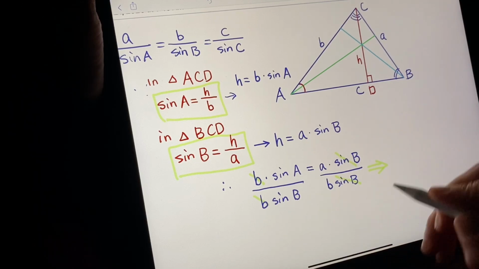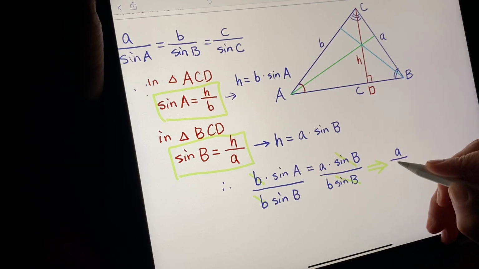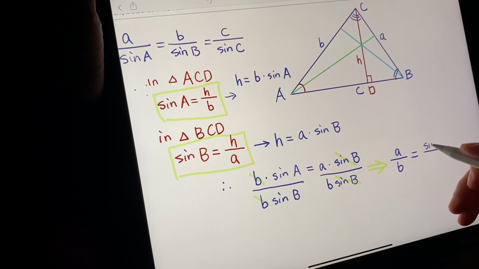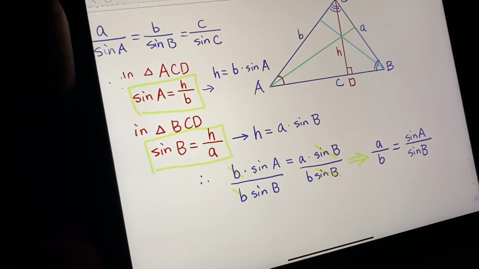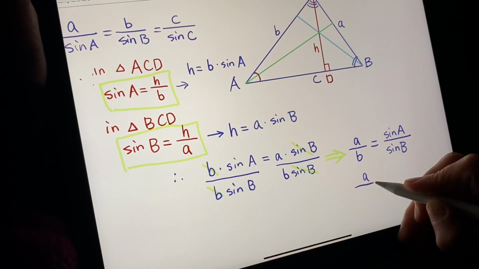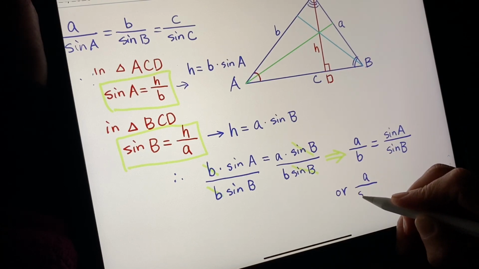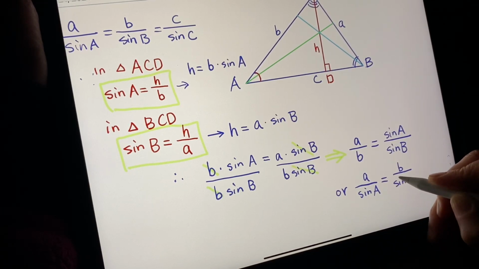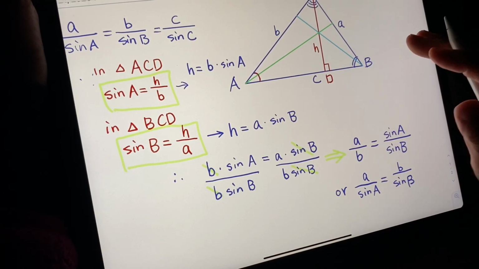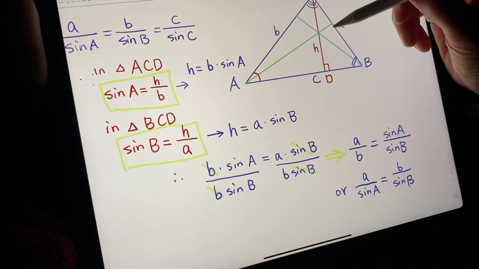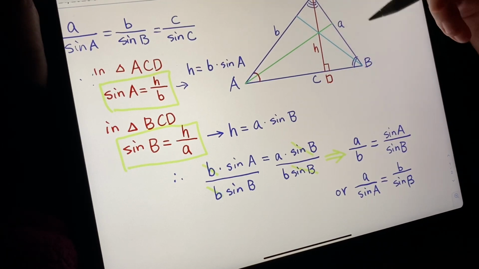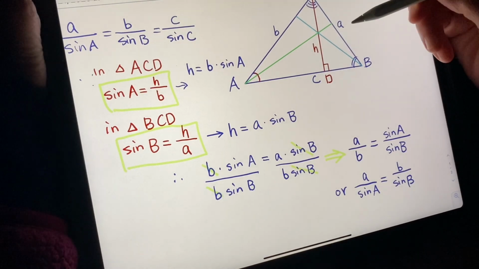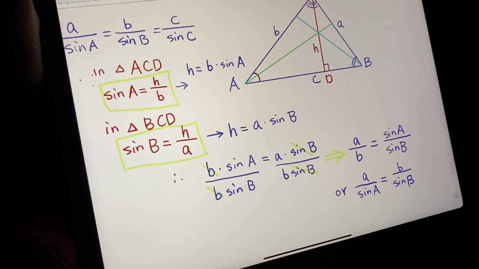Make sense? So a over b equal sine A over sine B. This is the normal algorithm or normal arithmetic, nothing fancy. a over sine A equal b over sine B. So the same method we can use in the other triangle to figure out the relationship of b over sine B, b over c, and a over c. So it is the same method of proving it.